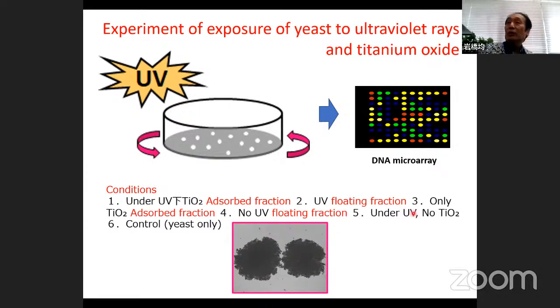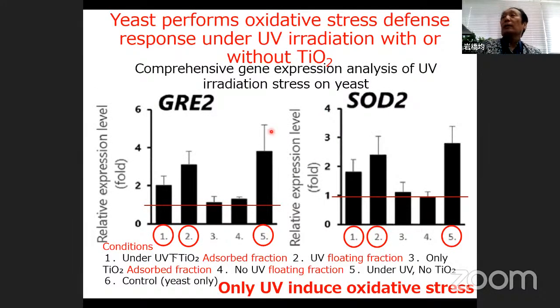So we checked responses and we found that yeast performs an oxidative stress defense response under UV irradiation with or without TiO2. So yeast cells respond only to UV, not titanium dioxide. So probably yeast cells did not respond to reactive oxygen species from TiO2 under UV irradiation. So only UV induced oxidative stress. Many scientists say TiO2 kills yeast cells or inhibits yeast growth, but we didn't see that.